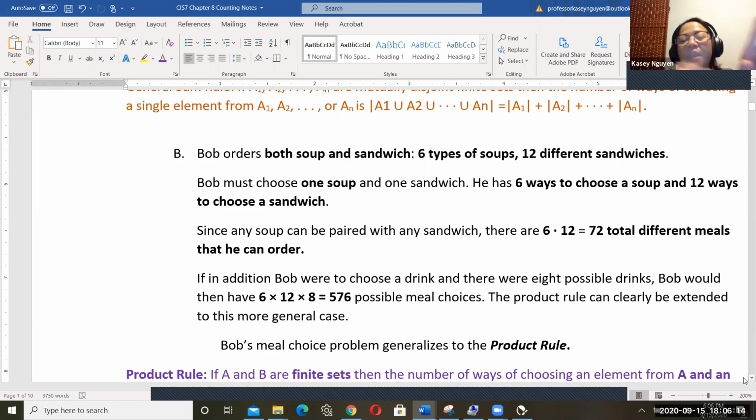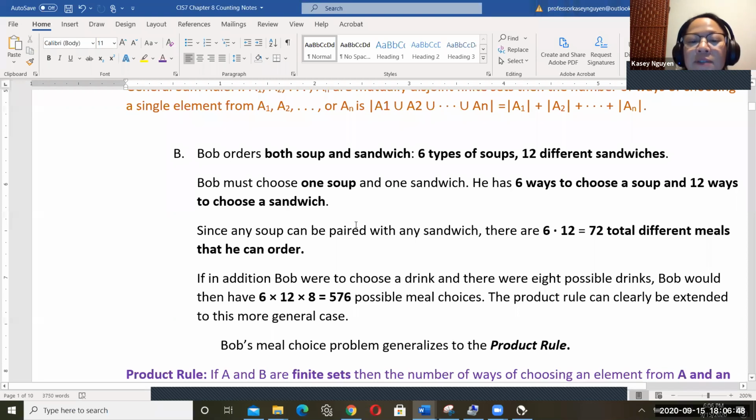So you can pair any soup and any sandwich, therefore we have to use the product law, okay? So that will be 6 times 12, which gives us 72 different variations in the meal that Bob can select. So he can do a turkey and a garden sandwich, or the turkey soup and a turkey sandwich, and then different types. So you would have different variations in the meal with the product law.